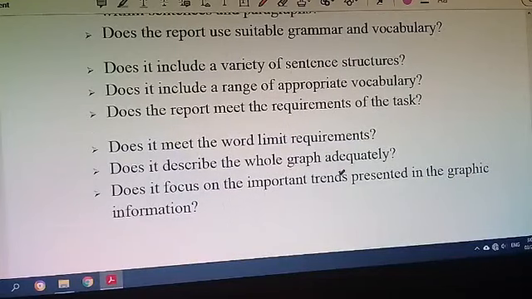Does it describe the whole graph adequately? Another question is, does it describe the whole graph adequately? That is, for the graph you are writing about, try to notice and follow whether you leave out some good information. Okay. Does it focus on the important trends presented in the graphic information?